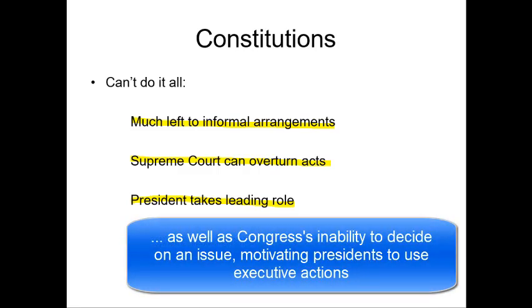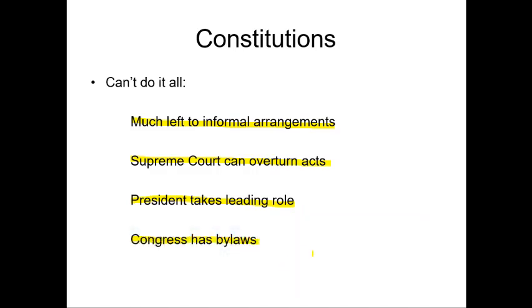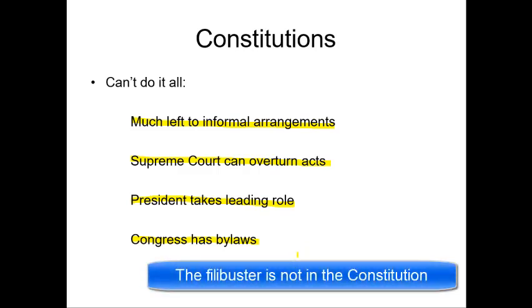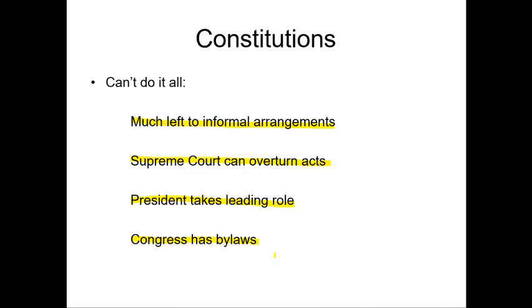And then, of course, Congress has its own bylaws of how it gets its bill making and policy making done. For example, the ability to filibuster in the Senate is not in the Constitution. That's one of its bylaws that has evolved over time, which allows the minority party of the Senate to hold up a bill, and it would then require a supermajority vote for that bill to pass once the minority party has initiated the filibuster.